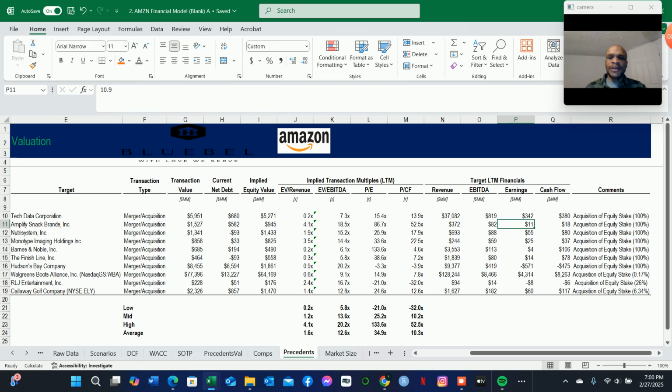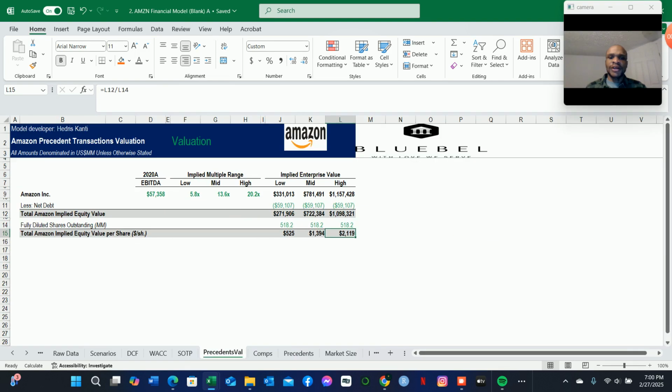So we're able to do that to arrive at the implied transaction multiples, which we later on use to determine the implied enterprise value for Amazon. So that was pretty much easy.